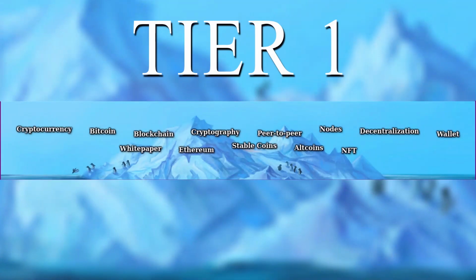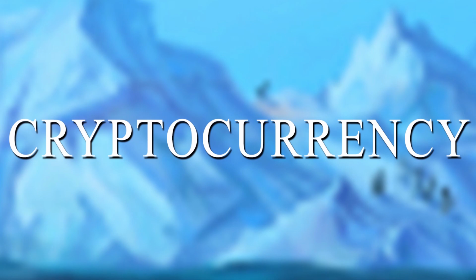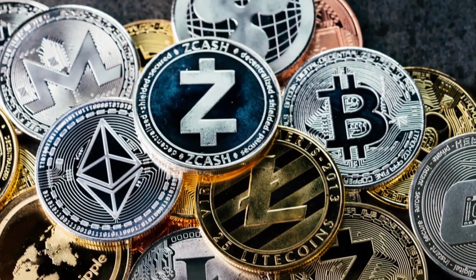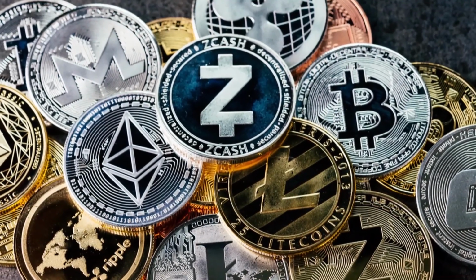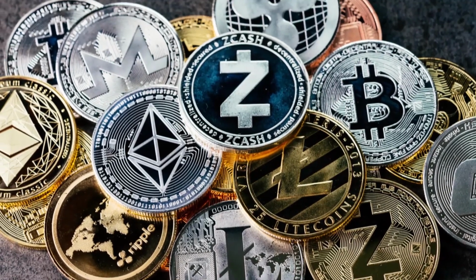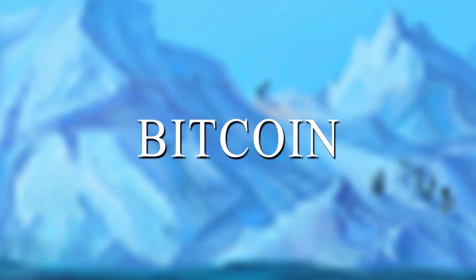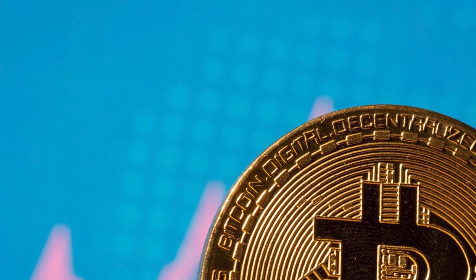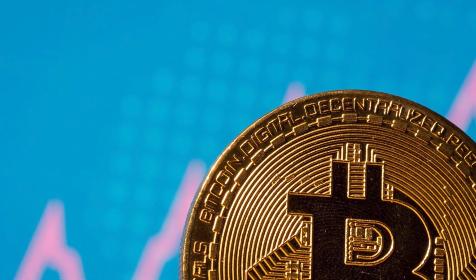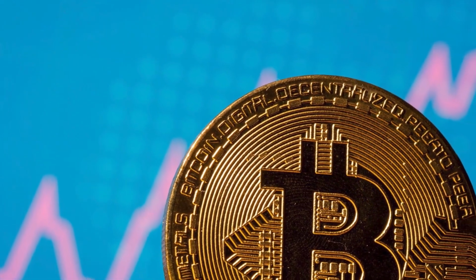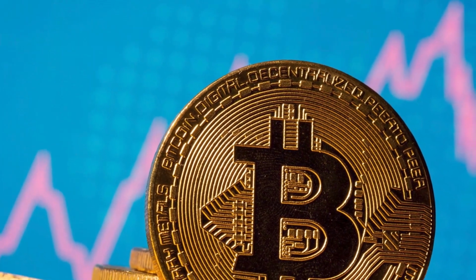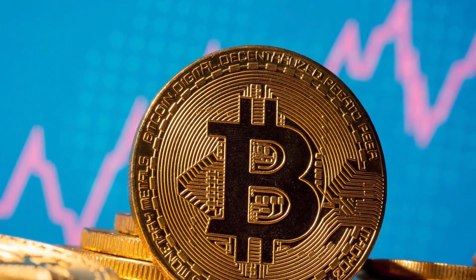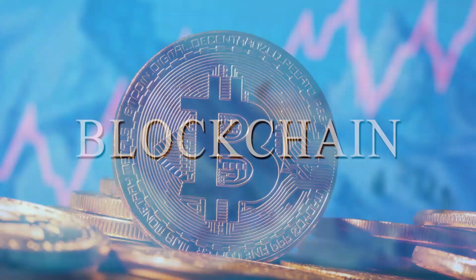So tier 1, this covers the most basic stuff that most people will know. Cryptocurrency. This is defined as any form of currency that exists virtually and uses cryptography to secure transactions on a network. Bitcoin. This is a decentralized digital currency that you can buy, sell, and exchange directly without an intermediary bank. It's also the biggest cryptocurrency in the world at the current time and was founded back in 2009.